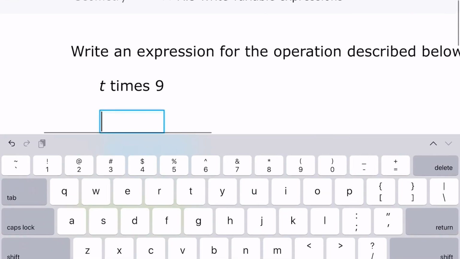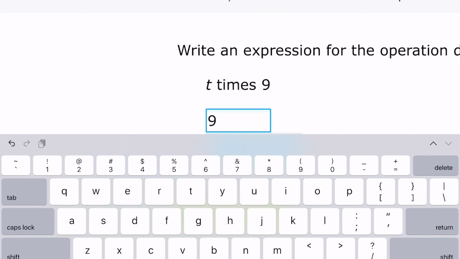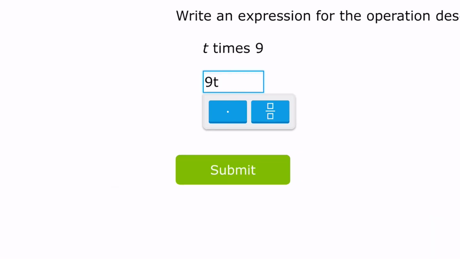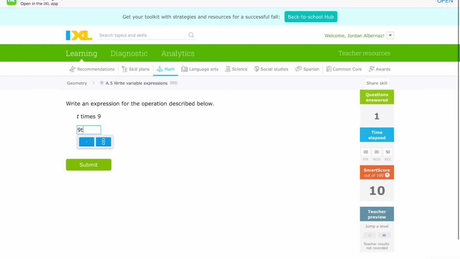T times 9. So what I can do is I can do 9. Okay, so T times 9 is going to look like this. T times 9. I use the actual multiplication symbol. Okay, so if I hit enter, it's going to be marked correct. But let's see if it will let me do any other order. Let's see if IXL will actually take 9t as an answer. Because they're together, right? They're multiplied. Let's see, do I get points for it? Notice it allowed the points because the commutative property allows me to switch 9 and t.